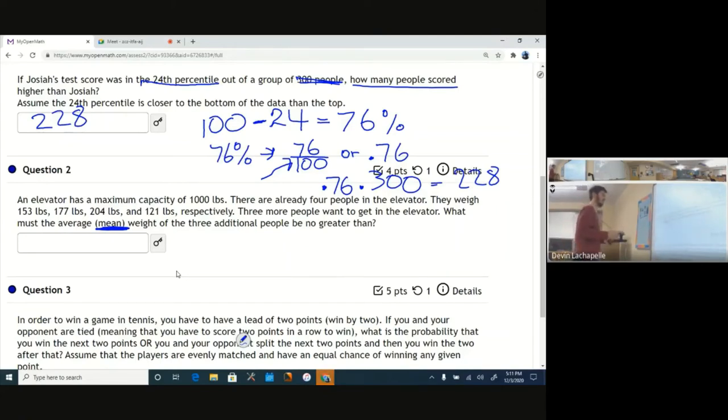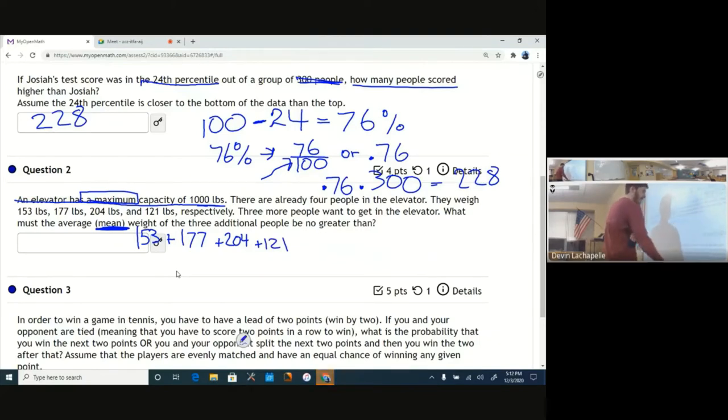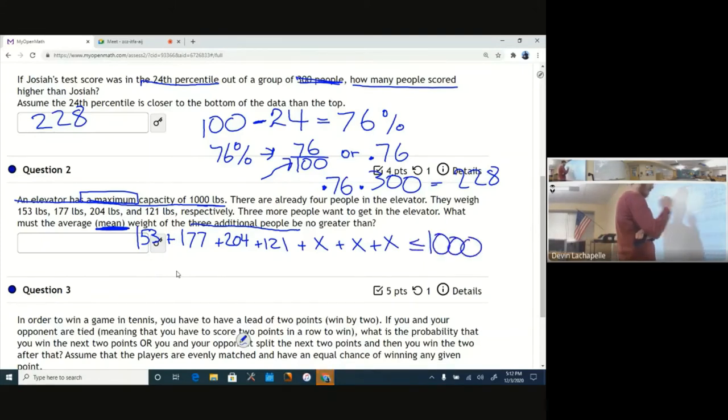So what we're going to do is we're going to say, an elevator has a maximum capacity of 1,000 pounds, maximum. So whatever we have, it can't go over 1,000. It's got to be less than or equal to 1,000. And what has to be less than or equal to 1,000? Well, the total weight. So that's going to be 153 plus 177 plus 204 plus 121, running out of room. And then three additional people that we don't know. So I'm going to say there's one person, two person, three people. That's less than 1,000. Okay.